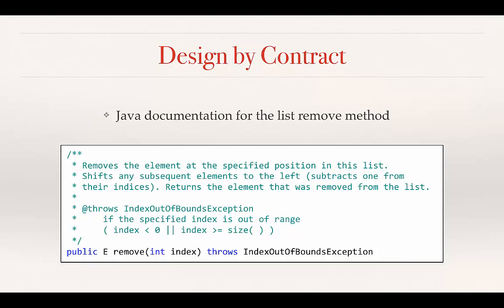In particular, who is responsible for determining if the index is out of range? Is it the client? Is it the implementer? Is it both the client and the implementer? Or is it neither one of them? Please pause the video and try to answer this question. And more important than that, please try to have a good reason for your answer.